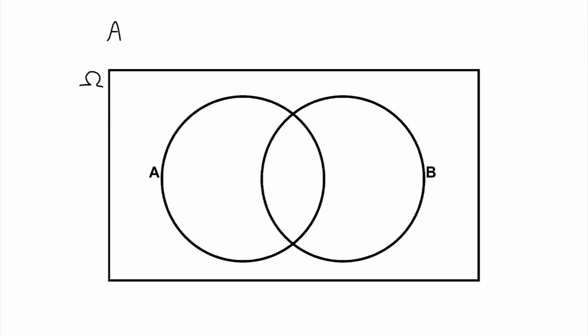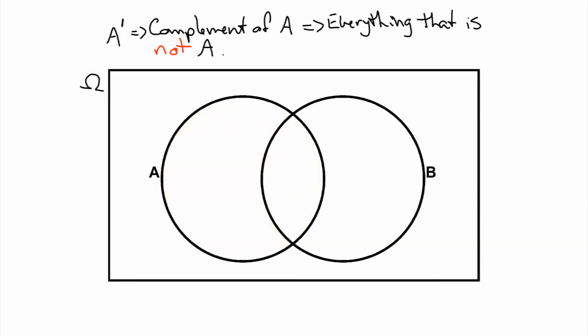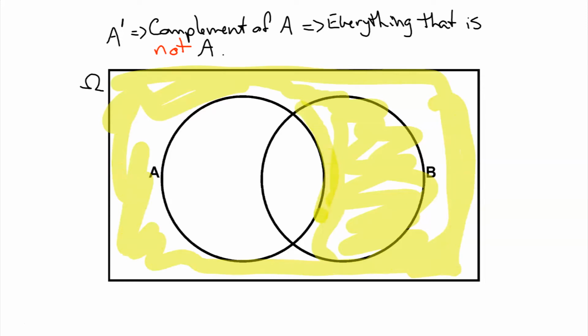If we were to represent A in this diagram, it's everything that is within this circle space identified as A. The complement of A is everything that is not A. So in that case, it's everything that's outside as well as everything that's in B, because if it's in B, it's not part of A. However, we don't go anywhere into the A space, so everything that is not A.